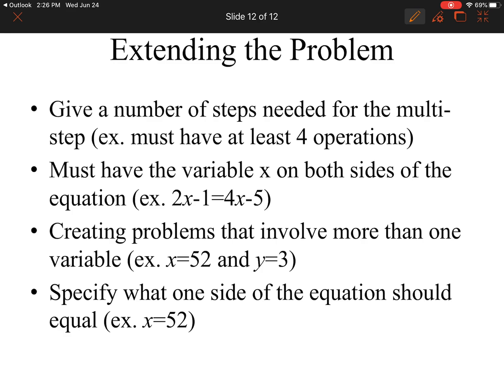Or you could have a variable on both sides of the equation. You can make that a requirement. So you need something like 2x minus 1 equals 4x minus 5. That would add a challenge level to it. You could ask them to create problems that involve more than one variable, so have an x and a y aspect to it. Or instead of specifying what x should equal, you could specify what one side of the equation should equal. So by this I mean you could specify that when you're done, you need to end up with something that equals 52. So we're focusing on this aspect of it instead of focusing on what the variable should be.